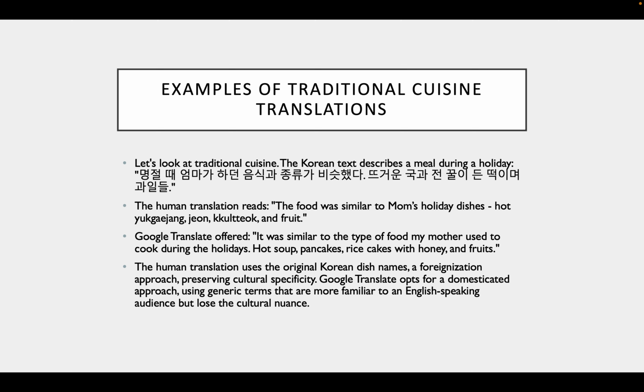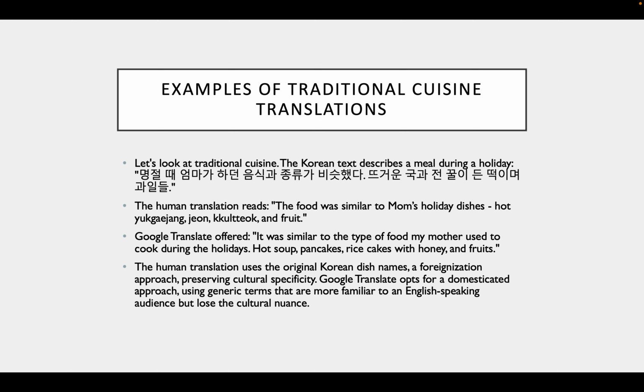명절 때 엄마가 하던 음식과 종류가 비슷했다. 뜨거운 국과 전, 꿀이 든 떡이며 과일들. The human translation reads, "The food was similar to Mom's holiday dishes: hot 육개장, 전, 꿀떡, and fruit." Google Translate offered, "It was similar to the type of food my mother used to cook during the holidays. Hot soup, pancakes, rice cakes with honey and fruits."